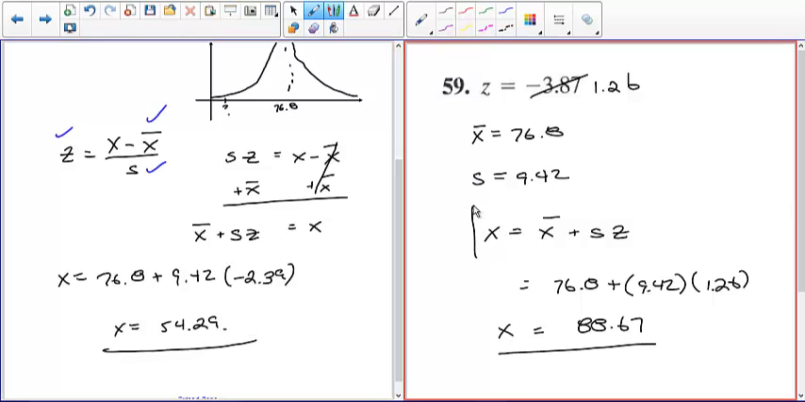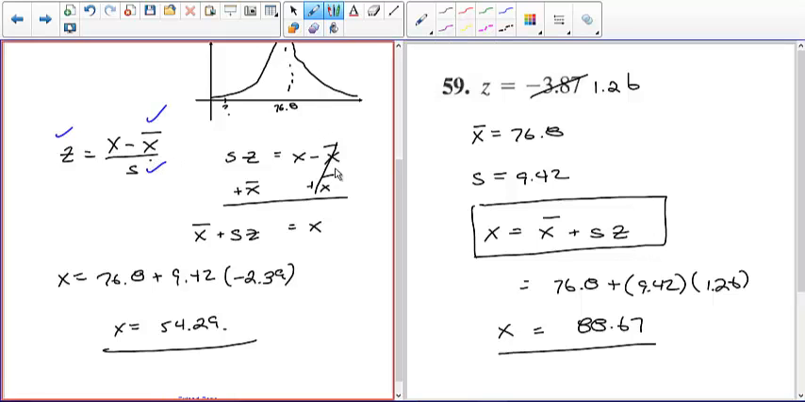So just use that in your tool belt for going the other direction. It's just this definition for z-score solved for x, given the other three variables.